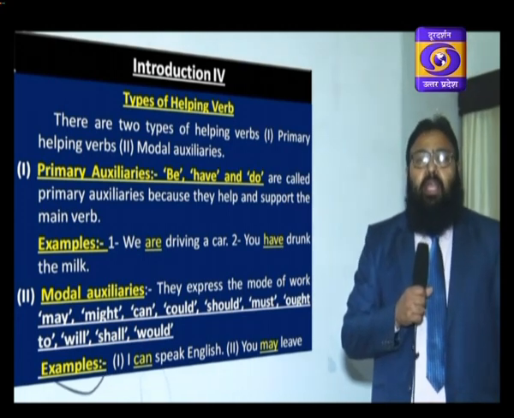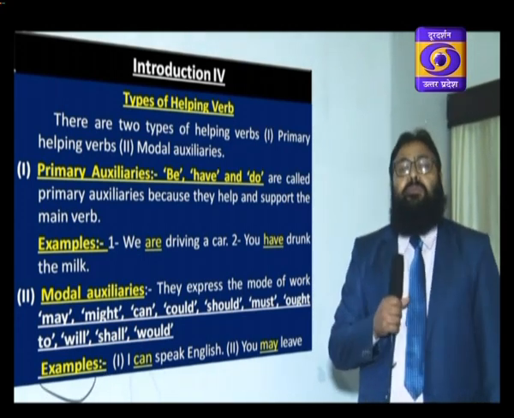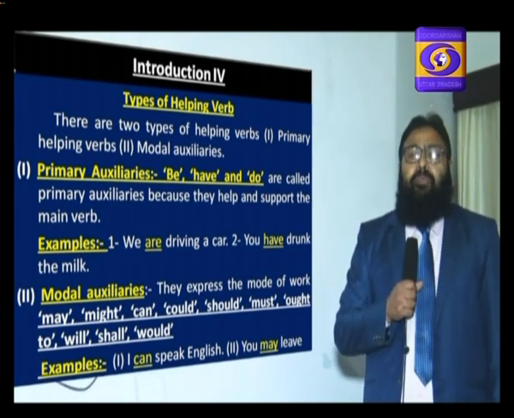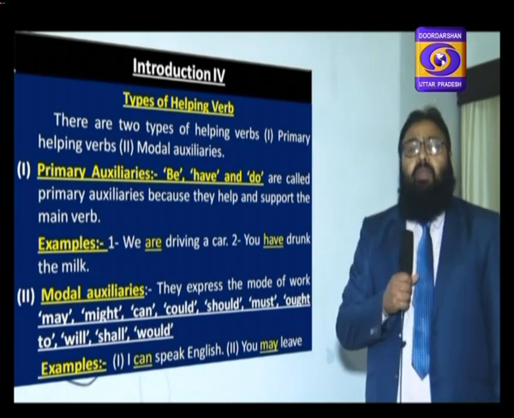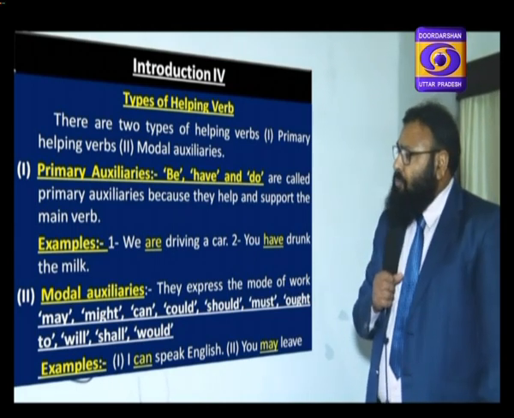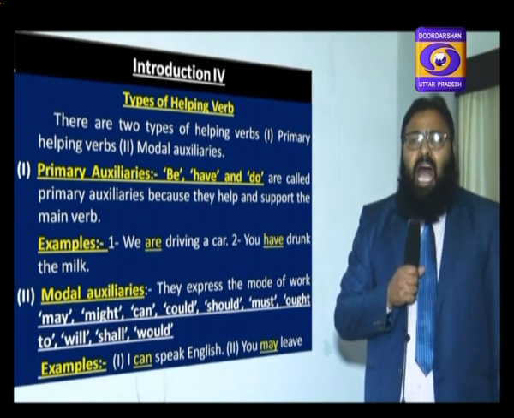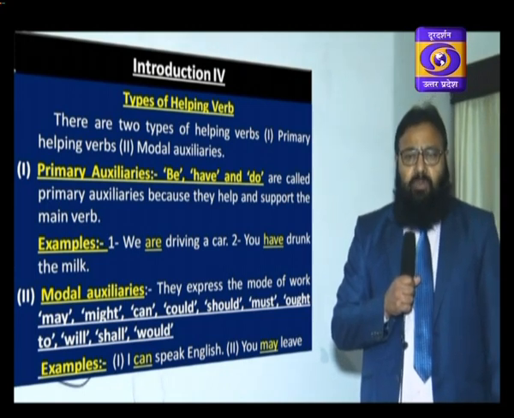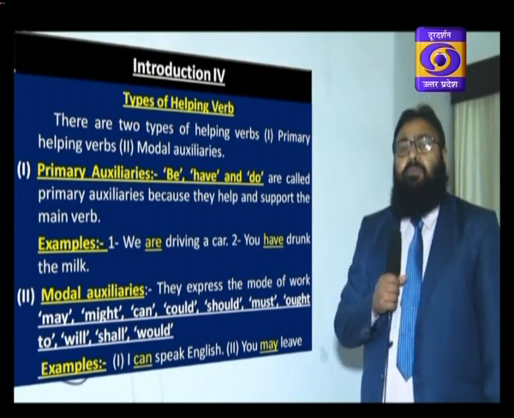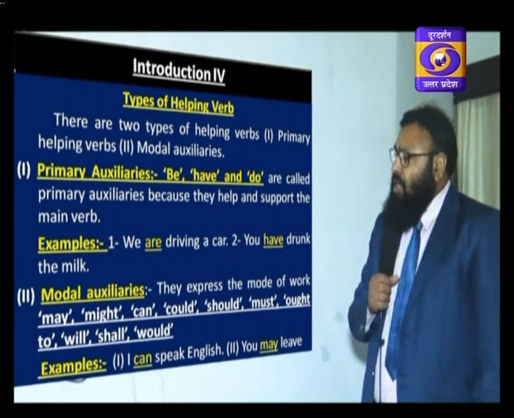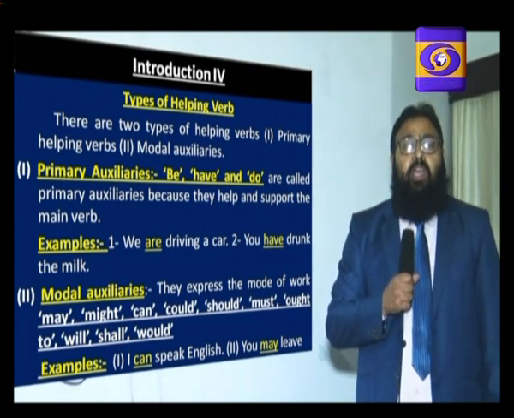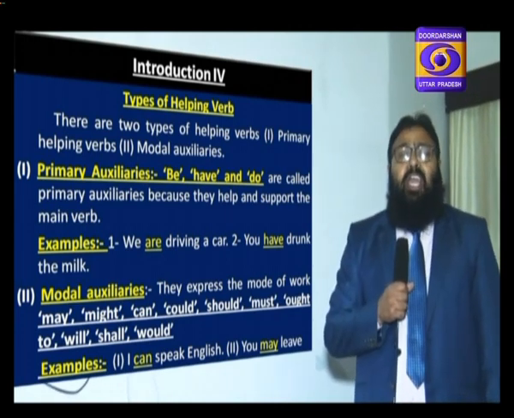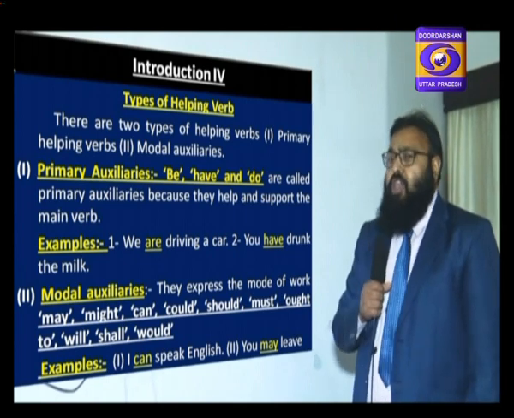Examples are: I can speak English. You may leave. In the first sentence, the modal auxiliary can shows that the subject I has the ability to speak English. In the second sentence, the modal auxiliary is may. It shows that the subject you is permitted to leave.